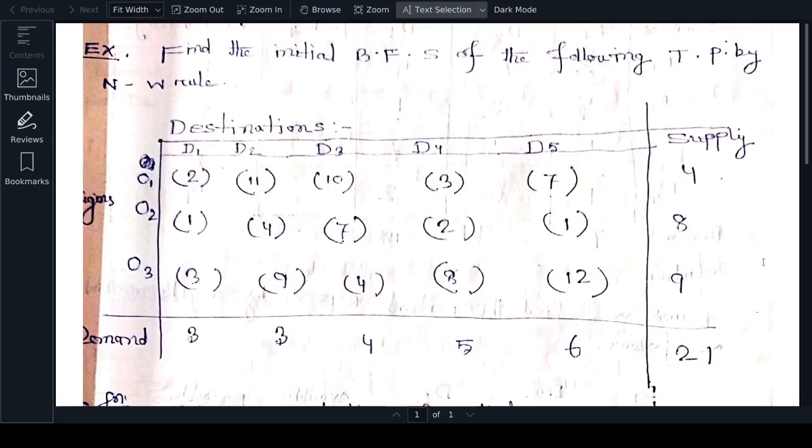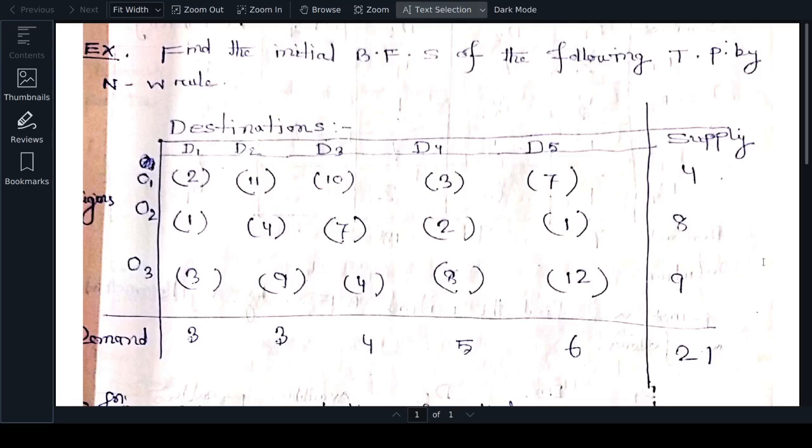Here you see in the question, within brackets, these are the costs. In the first row you see 2, 11, 10, 3, 7. In the second row 1, 4, 7, 2, 1, and the third one 3, 9, 4, 8, 12. First you see what the demands are. Demands are 3, 3, 4, 5, 6 and supplies are 4, 8, 9.